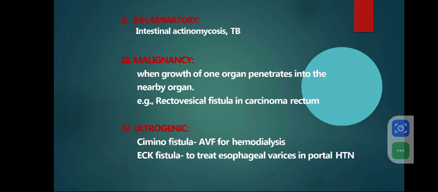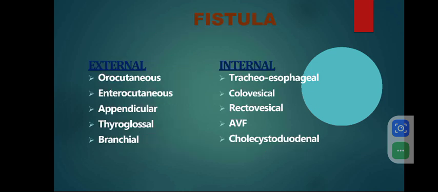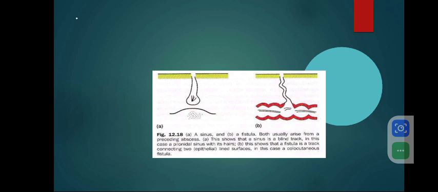Iatrogenic: Cimino fistula, AVF for hemodialysis, Eck fistula to treat esophageal varices, and portacaval fistula. External: orocutaneous, enterocutaneous, epididymal, thyroglossal, and branchial. Internal: tracheoesophageal, colovesical, rectovesical, AVF, and cholecystoduodenal.